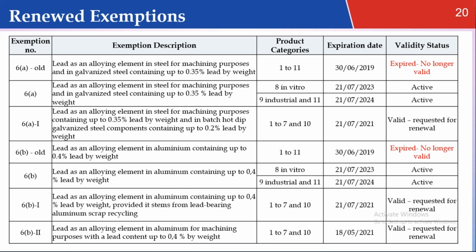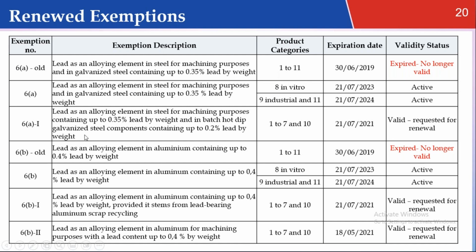Now we can see some renewed exemptions. There are multiple renewed exemptions. I'm showing you one or two examples. So we have an exemption number or exemption code 6A, which is lead in steel. As an alloying element in steel, lead can be used up to 0.35%. The general limit for lead is 0.1%, but in steel, it can be used up to 0.35% for all product categories from 1 to 11. This exemption code expired. So we cannot use this particular exemption code throughout these categories.